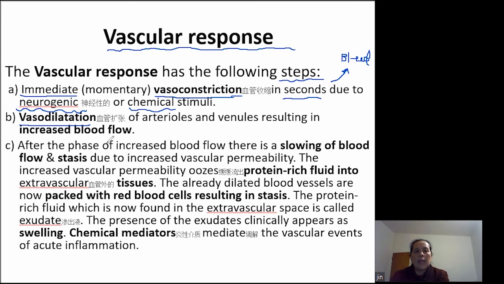And secondly, the blood vessels dilate. That's basically blood vessel dilation, with increased blood flow going to the local area. That's what we talked about later: some local heat and more local swelling. That's because the blood vessels dilate.